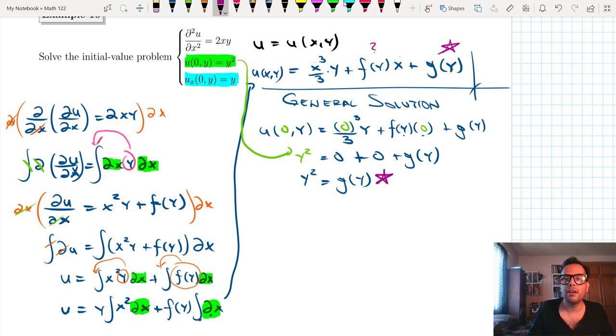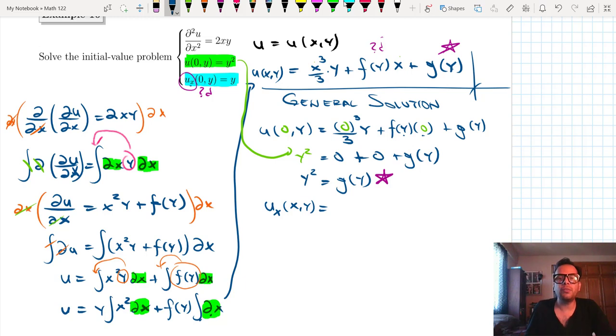Now we need to find f of y. How are we going to get that? We are going to use the second condition. And notice, look at the symbol, it requires working with the derivative. So we are going to take the derivative of the general solution. I'm not going to use the Leibniz notation, the curly d. I'm going to use the subscript notation to make it more compact and to connect with what we have. u of x, y with respect to x.